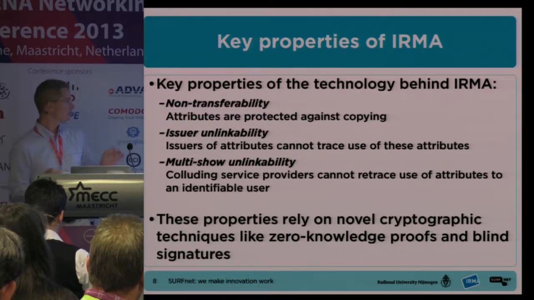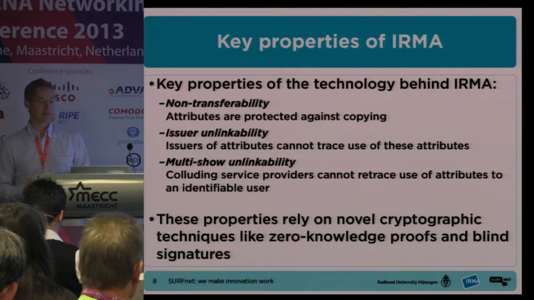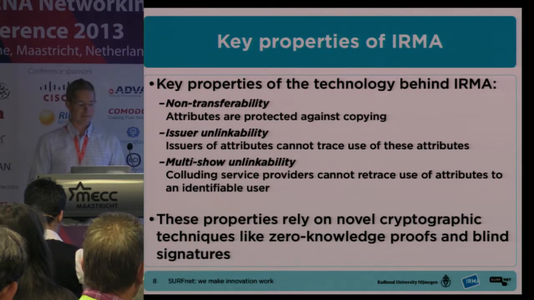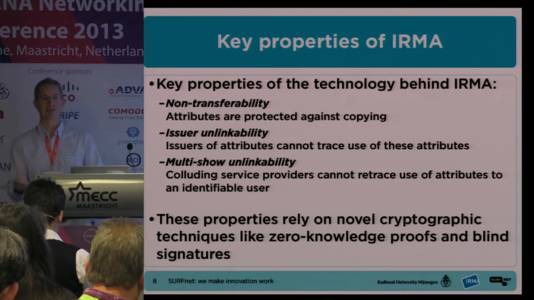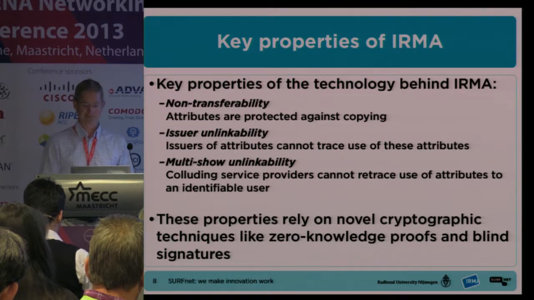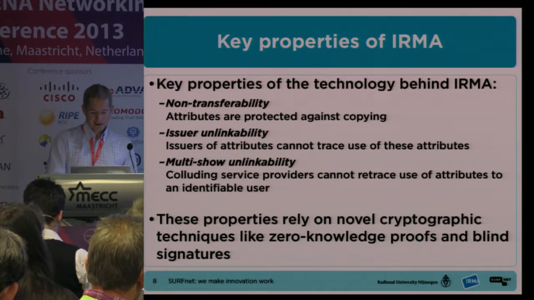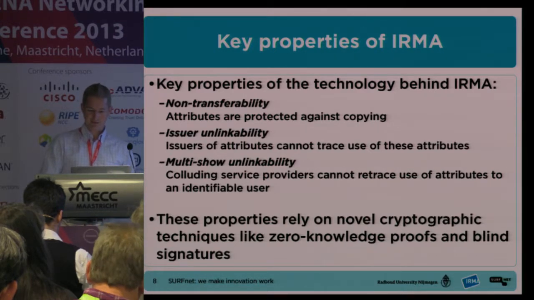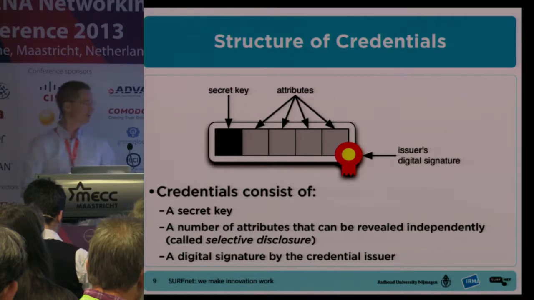Now, these properties are all realized by the IRMA technology. And as I said, they rely on novel cryptographic techniques, such as zero-knowledge proofs and blind signatures. And I'm going to try to explain one of these to you, just to give you an idea about what we're doing. And I see that while I reorganized my presentation, I messed up two slides, but that's all right. So I'm going to show you this one first.